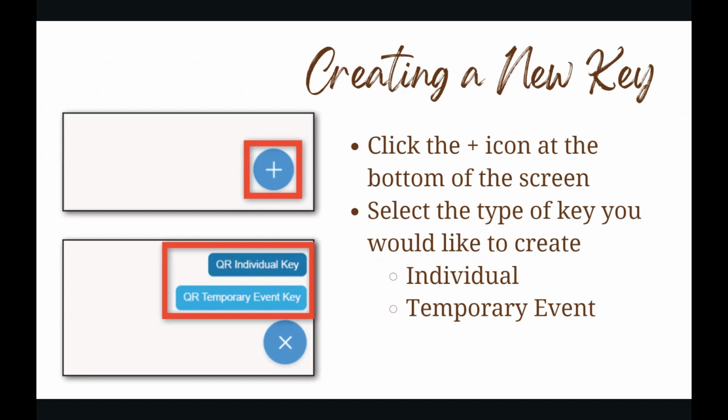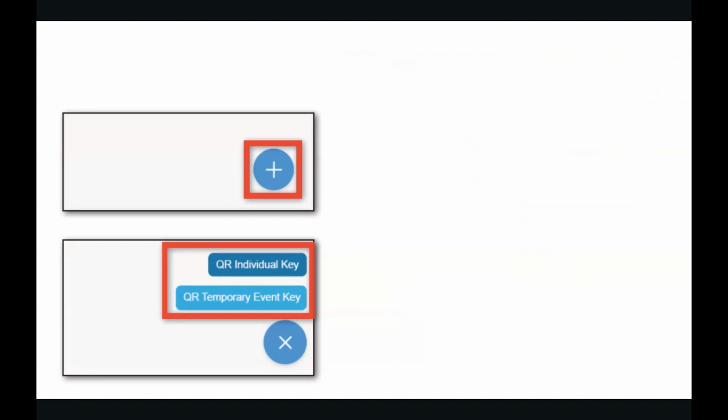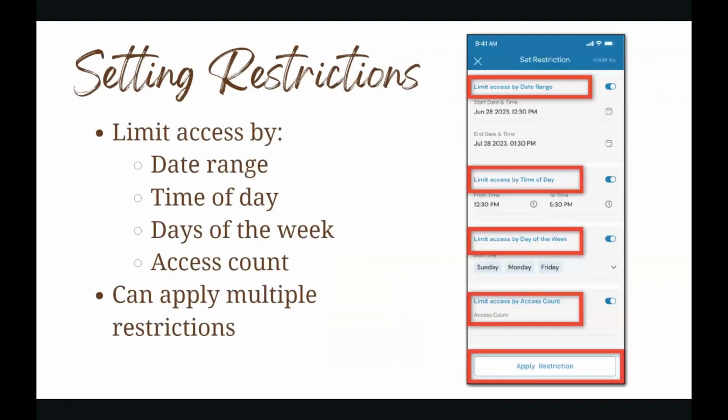So after you've said, yep, I want to do that, it's gonna pop this up, and at the bottom, there'll be a blue little circle with a plus sign. You click on that. And then it says, what kind of key do you want to do? An individual's key or a temporary event key? So you choose the appropriate one. And then it's going to say, what kind of restrictions do you want? This is why I was saying, stay with me here. It looks a little overwhelming, but it's really not.